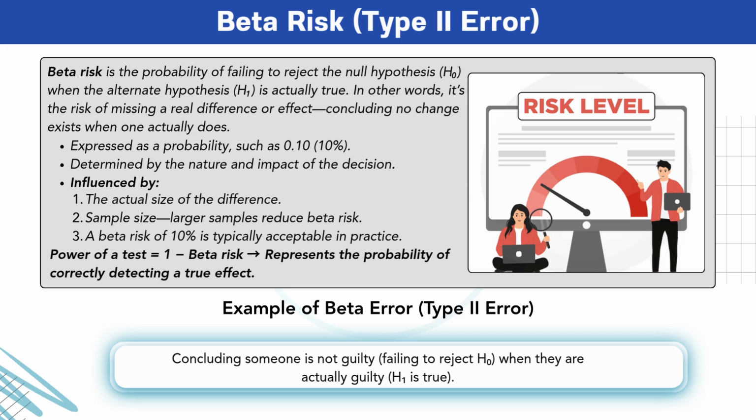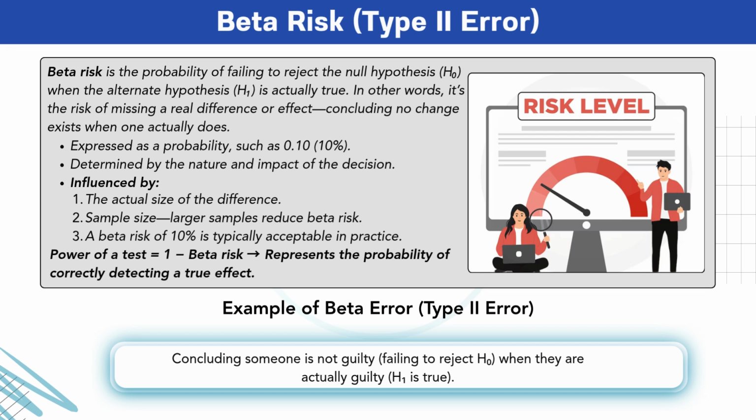The concept of statistical power. This is where an important formula comes in. Power of a test equals 1 minus beta risk. This means the power of a test tells us the probability of correctly detecting a real effect. So, if your beta is 10%, your test power is 90%, meaning there's a 90% chance your test will successfully detect the actual effect when it exists.